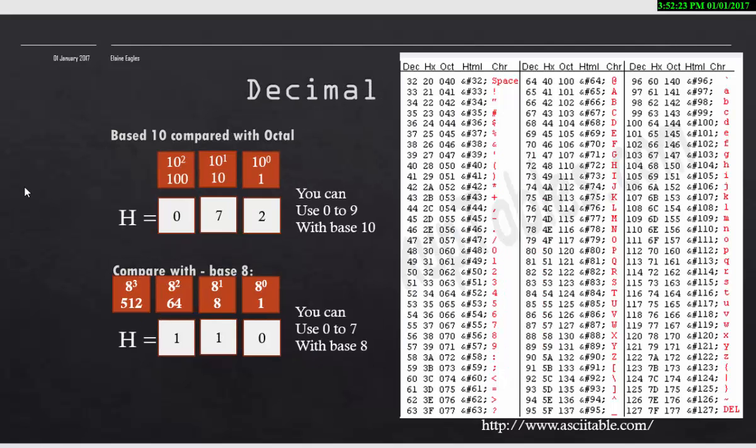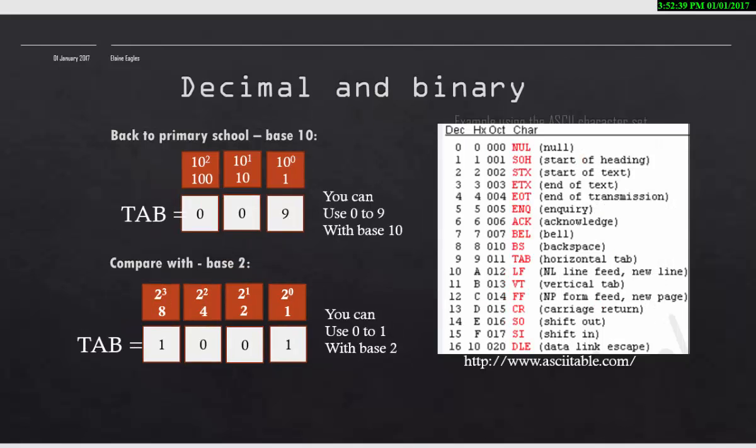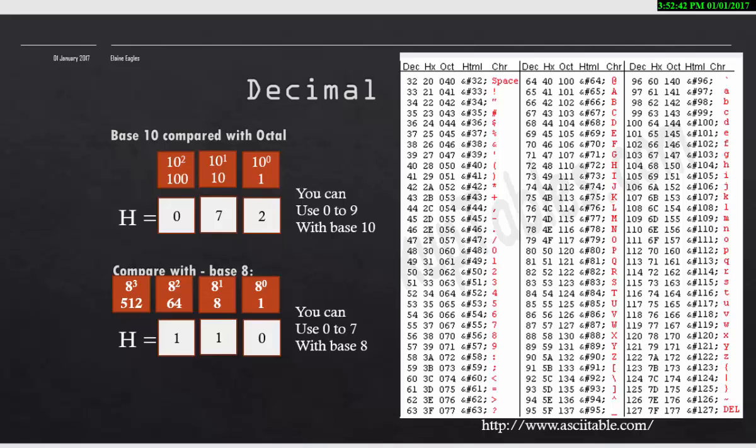So with the decimal again, base 10, compared with octal. This is another example, but instead of using binary, I'm giving you a quick look at octal. Octal is where you have base 8. With base 8, you've got 0 to 7. With base 10, you have 0 to 9. Including the 0, you've got 8 possible digits. So 8 to the 0, 8 to the 1, 8 to the 2, 8 to the 3 goes up in 8s this time. And the letter H in decimal is 72, and in octal it's 110 as shown. So the same principles apply here.